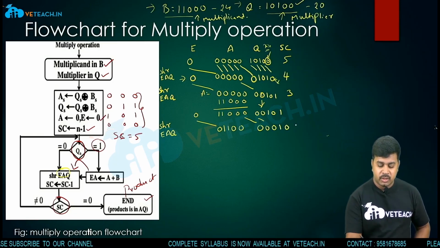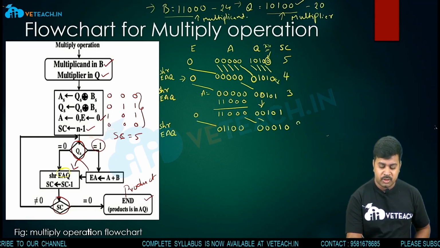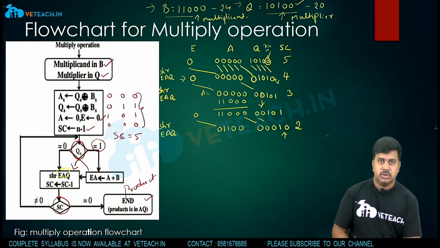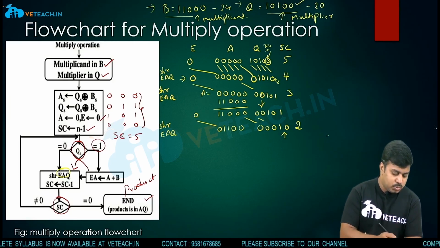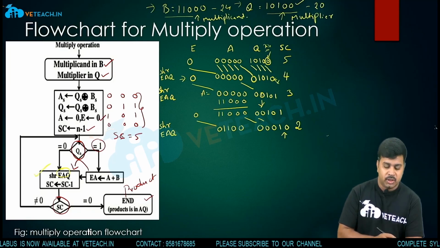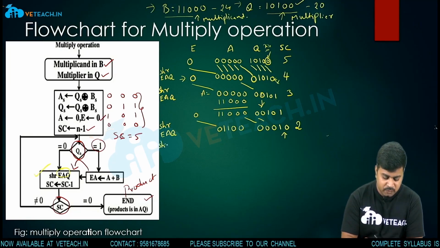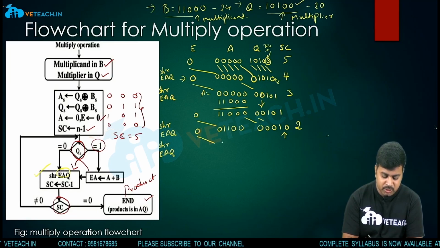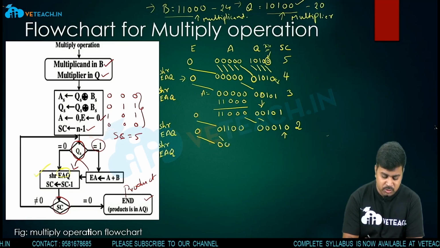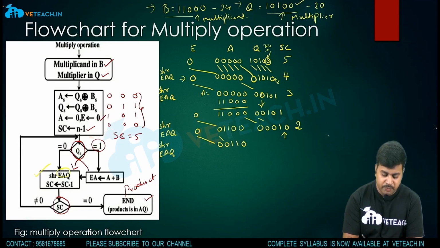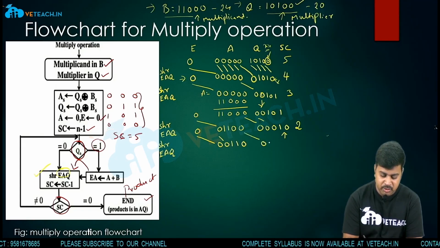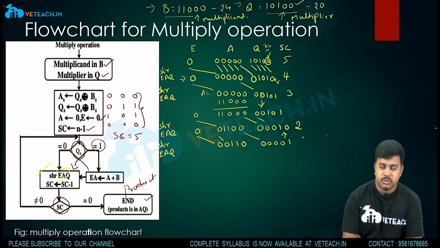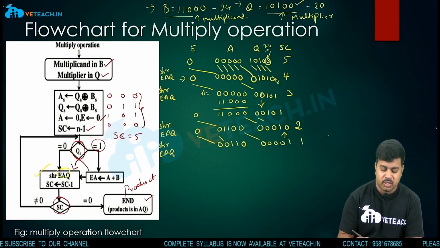Okay, so here the decrement of the sequence counter will be performed, that is 2. Now again check the Qn value here, that is 0, right? That means again you have to do a shift right of EAQ. Shift right of EAQ will be performed again. You can do it like this: 0 0 0 1 1 and 0, and this 0 will go here, and 0 0 0 and 1. After that, the sequence counter will be decremented to 1.